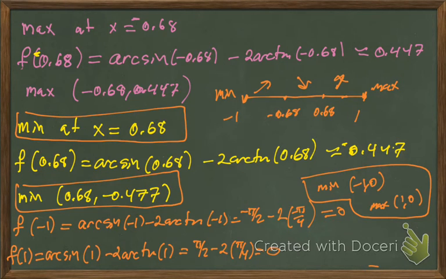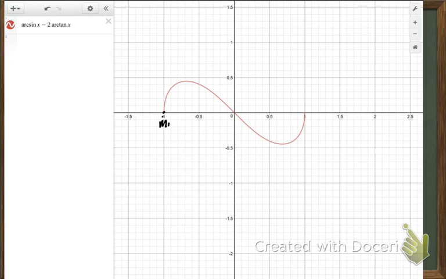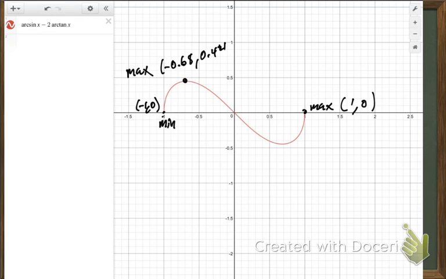I went ahead and threw this into Desmos and took a screenshot of it so we can take a look at the graph here. So here's the graph. There's a min at -1, 0. There's a max at 1, 0. We have a max at negative 0.68 and 0.447, and a minimum at 0.68 and negative 0.447.